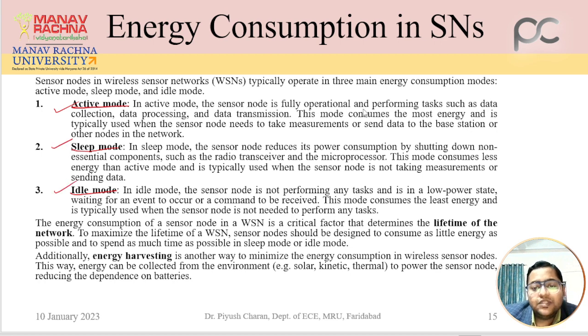So what happens in these three modes? In active mode, the sensor node is fully operational and performing all the tasks. It is sensing data, receiving and sending data. Sensing, sending and receiving, all three are on. So that means it is consuming full power from the battery. All the parameters are being used, so battery consumption is maximum in this case.